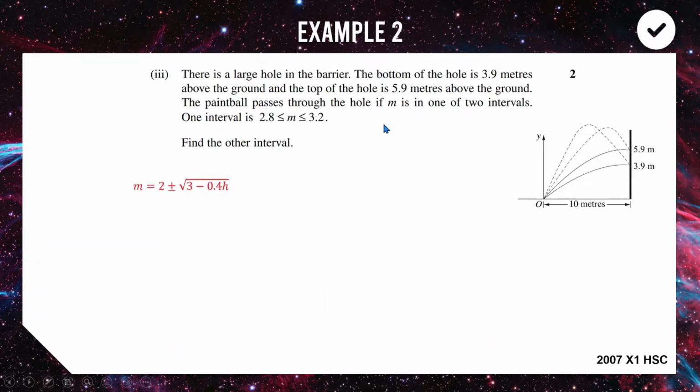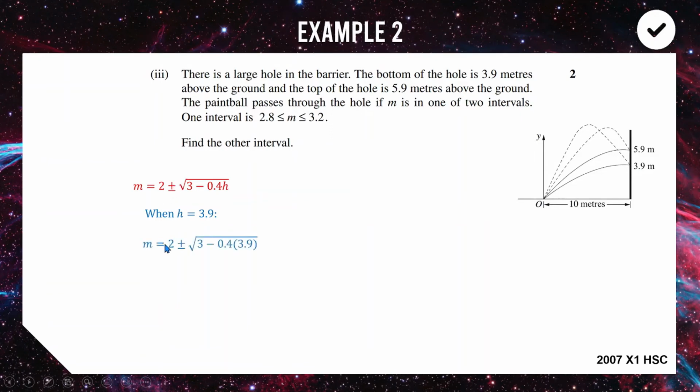Okay, so we'll go to our value from before. This is our expression for m. So this is m when we sub in a value for h. And we know what h needs to be. It needs to be either 3.9 or 5.9 to get us within this range here. So we'll start off by subbing in h equal to 3.9. This will give us 2 solutions because we've got a plus minus.